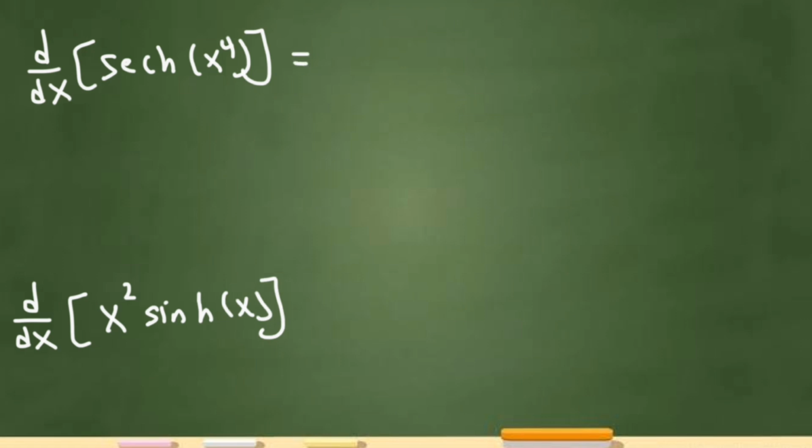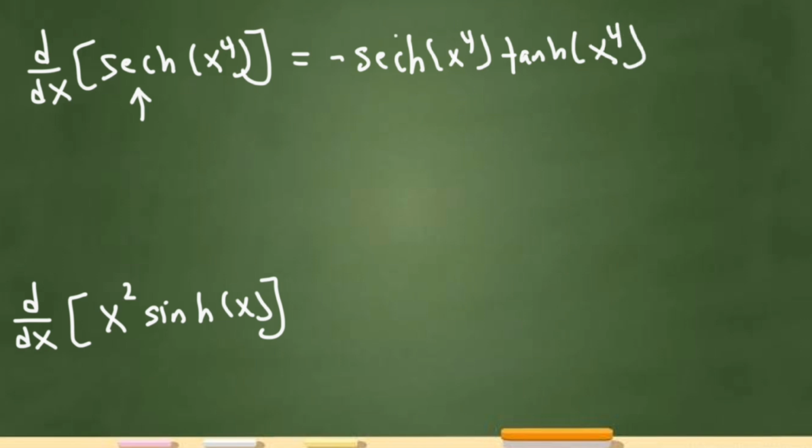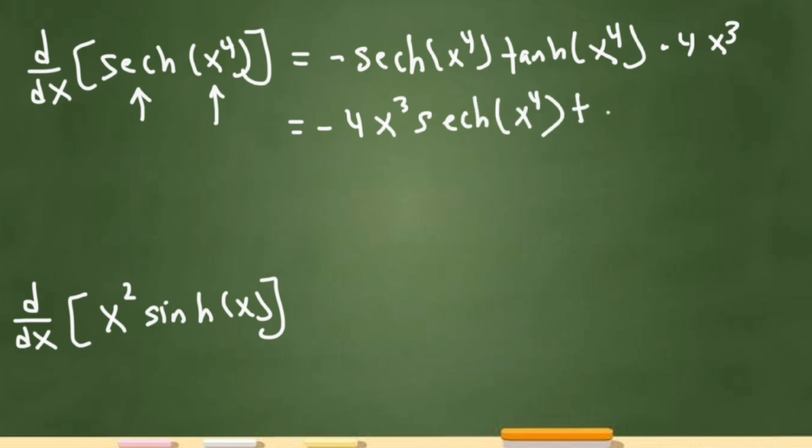So the first one, we just have to use the chain rule. The derivative of secant is secant tan, but with a negative sign. So we're going to have negative hyperbolic secant of x to the 4th times hyperbolic tangent of x to the 4th. Then we need to differentiate the inside. The derivative of x to the 4th is 4x cubed. We can rewrite this as negative 4x cubed times hyperbolic secant of x to the 4th times hyperbolic tangent of x to the 4th.